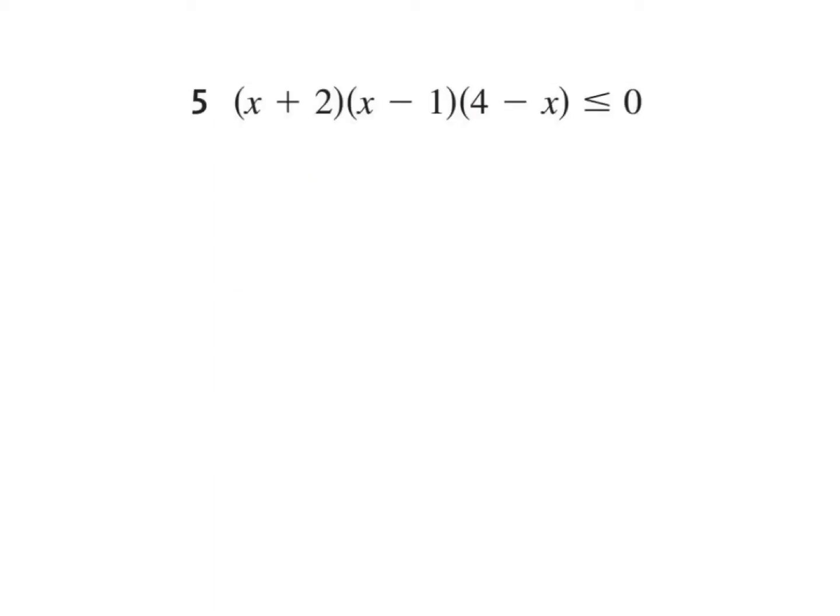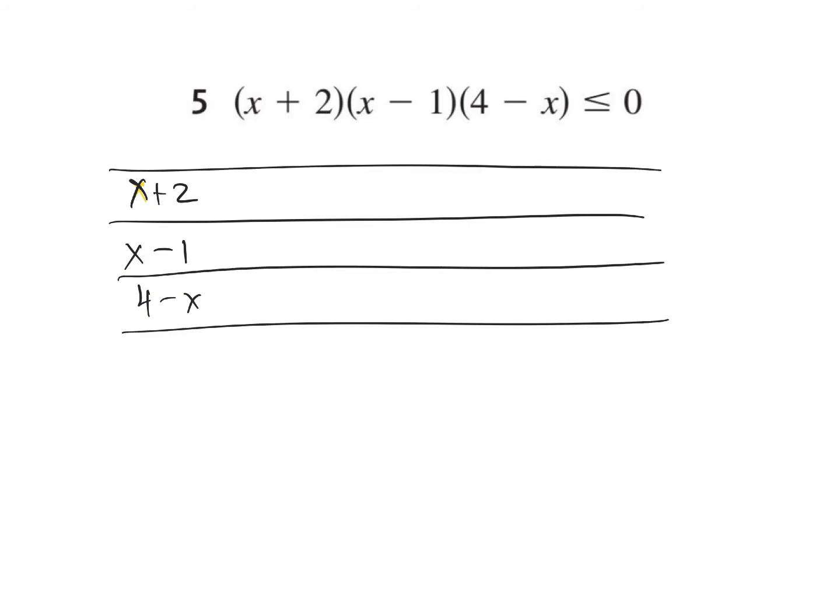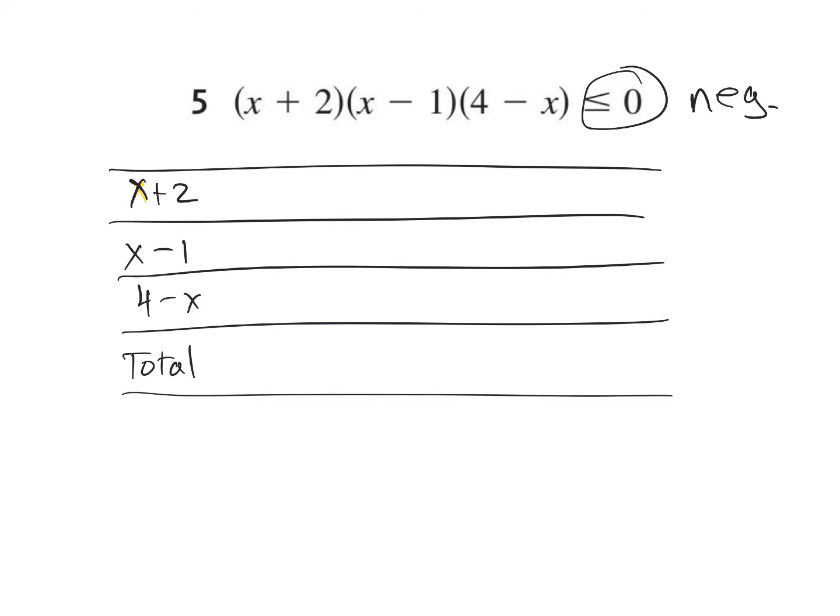Okay, now we got 3 of these. I'm just going to set up the table ahead of time. X plus 2, x minus 1, and 4 minus x. When you multiply all 3 of these together for a total, what are we looking for? We're looking for either equal to 0 or negative. So negative values is what we're looking at for our total.